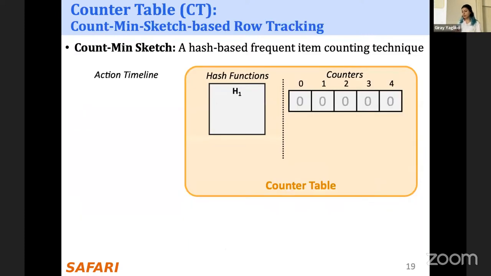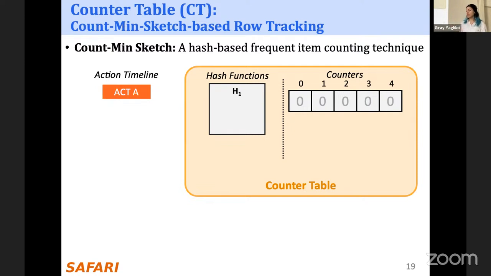Let's look into more detail. Let's look into the counter table in more detail. So the counter table uses the counter sketch technique, which is a hash-based frequent item counting technique that uses multiple hash functions and an array of counters per hash function.